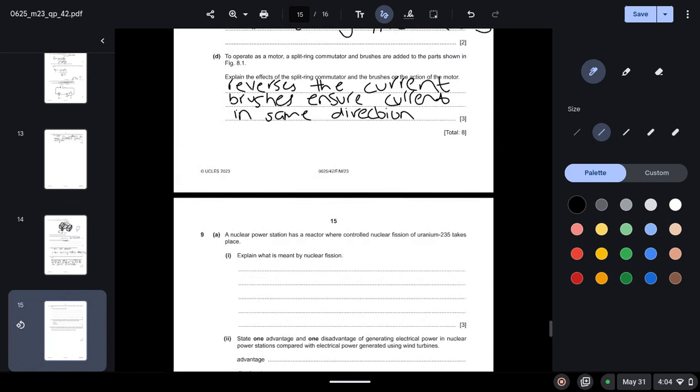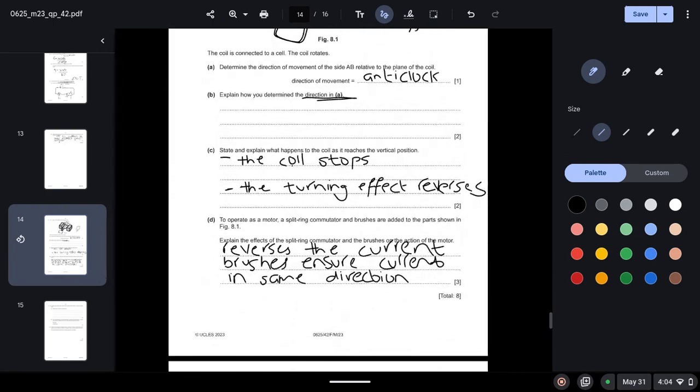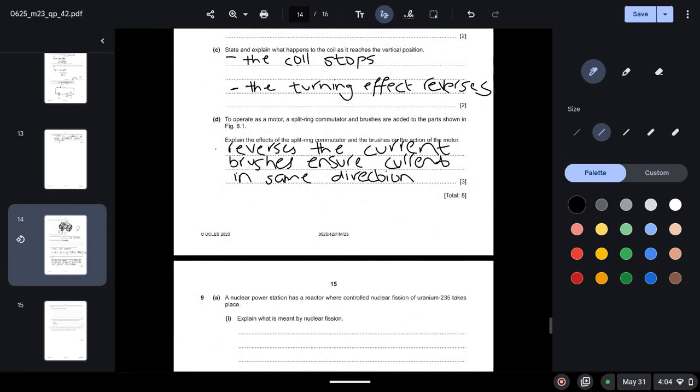And here you can also write that the brushes in the split ring commutator allow the current to change direction without the wire getting tangled, so it allows the continuous motion of the coil. You can add that point as well.